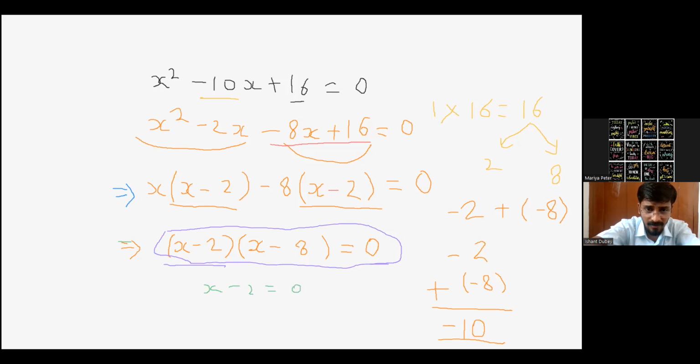Otherwise, what can I say? x minus 8, x minus 8, 0. Anyone will be 0, right? Okay. Now here the thing is, can you tell me what is the maximum degree you are getting in this equation? What is the maximum degree? Degree in the sense, initially you see 1. No, not 1. What equation are we doing actually? Quadratic equation, right? Yes or no?